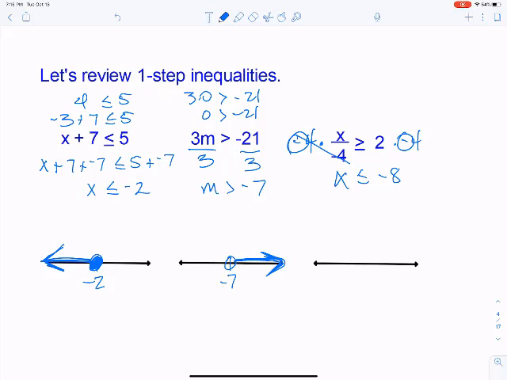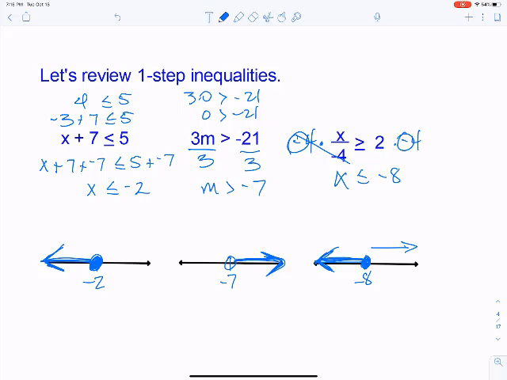So now this really is negative 8. It's still a closed circle, but instead of shading in this direction, I really need to shade less than negative 8. So now to check this one, I need to pick a special number. I need to pick a number that is less than negative 8, but is divisible by 4.